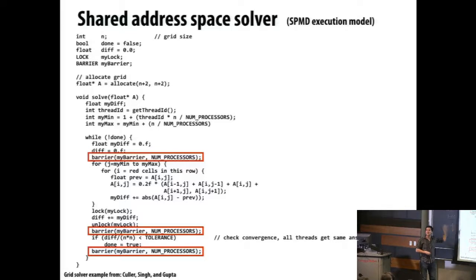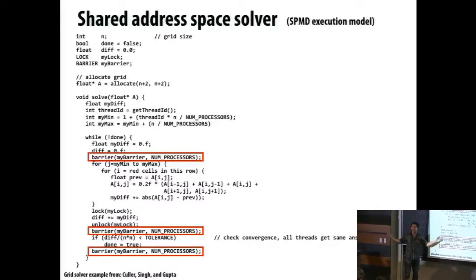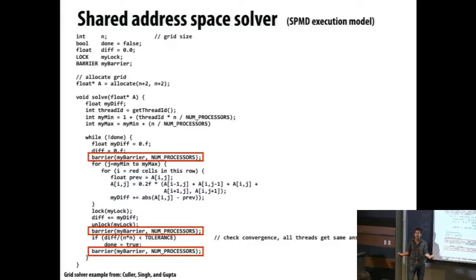How many of these barriers do you think we can eliminate and still have a good program? Because every time we have one of these barriers, everybody has to wait till everybody's done, and everybody knows from going out to a restaurant with your friends that every time you have to wait up for other people there's a loss of efficiency there.